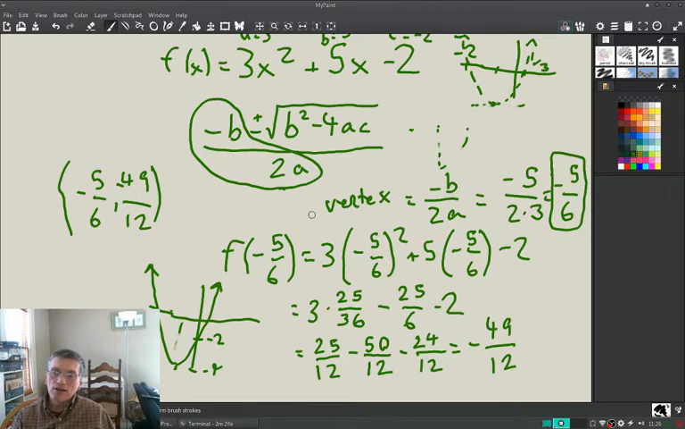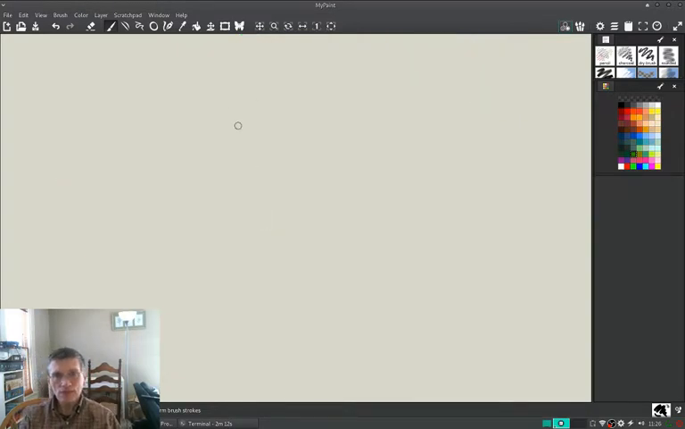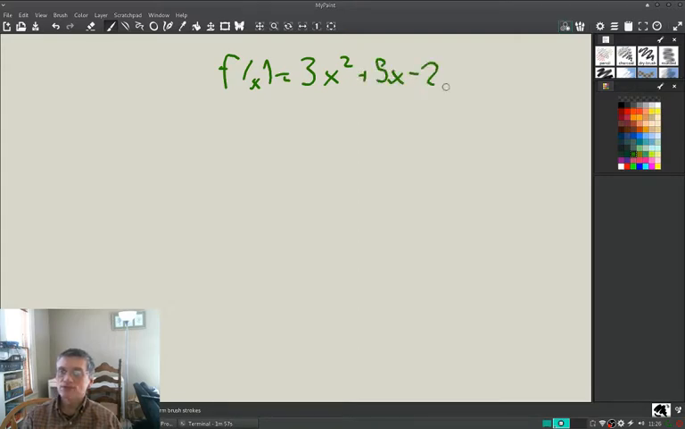The vertex is so important. We sometimes want to be able to look at it and see what the vertex is. I'm going to write the same function again. There's another way to write this. What was it? 3x squared plus 5x minus 2. Its vertex is at minus 5 over 6, minus 49 over 12.